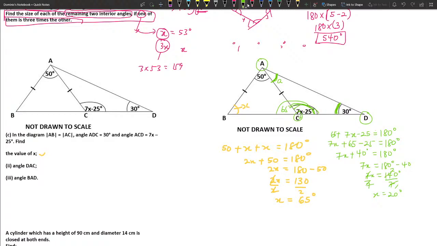Okay, now we can't work when we have a variable inside this, so we can just substitute this x into this in order to get the full value of this angle. You can name the angle ACD, since C is in the middle. So ACD equals 7x plus, no, it's minus, sorry, 7x minus 25. We know x is 20, so 7 into bracket 20 minus 25. That's going to give us 140 minus 25, and that's going to give us 115 degrees.